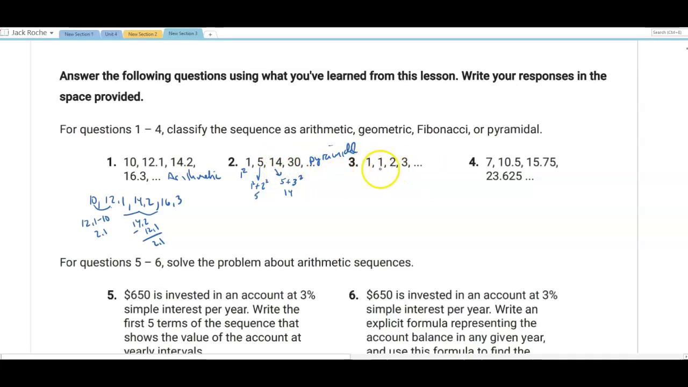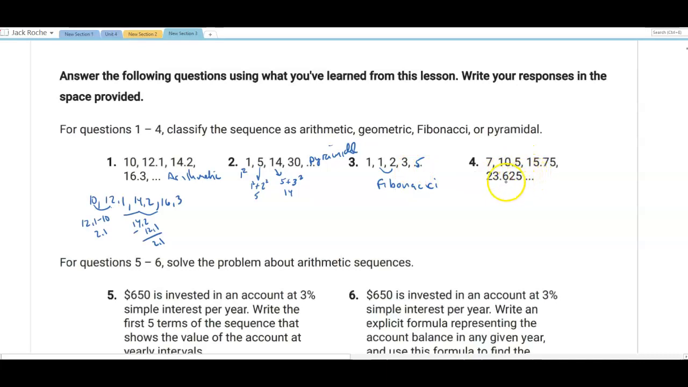Now, this one is not geometric. It's not arithmetic. All right, it's not pyramidal. And if I look, is 1 plus 2 going to give me 3? Yes. Is 2 plus 3 going to give me 5? Yes. Therefore, this is Fibonacci.